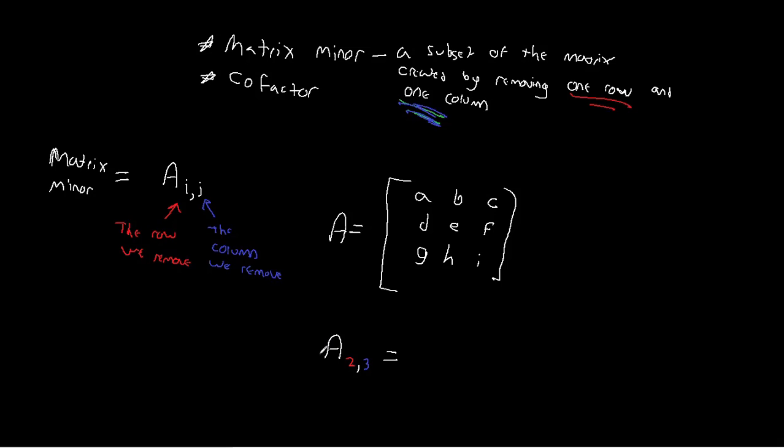If we look at this, we're saying go to A, reference A. That's what this is telling us to do. Then this is saying remove the second row. So that means we would remove the second row, that's this row here. We would remove that.